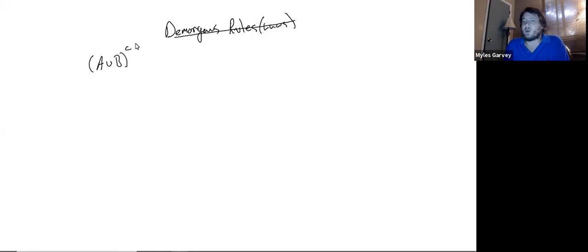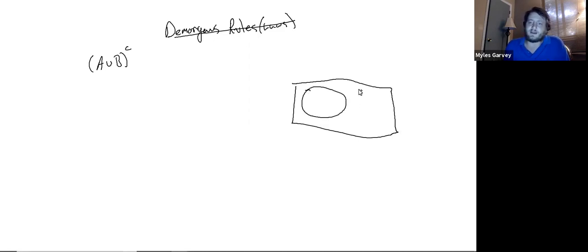B? Is there a way to simplify this? Well, let's do this visually to see if we can find an interesting rule to help us simplify this. Suppose I have two sets. I have set A and I have set B. And suppose I have some elements in each one. Okay, so let's look at it. And suppose I have some elements outside.